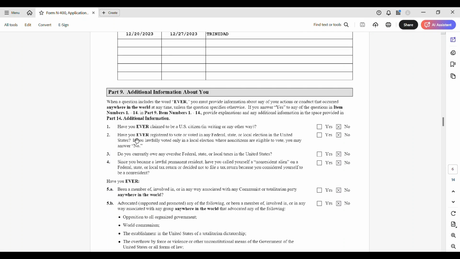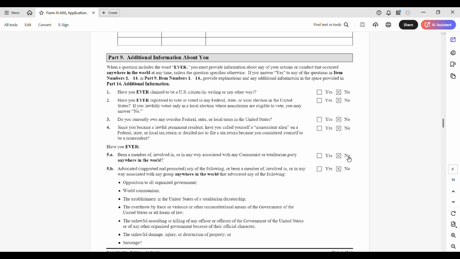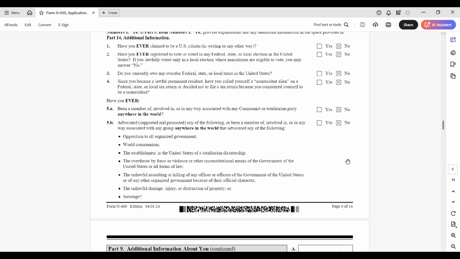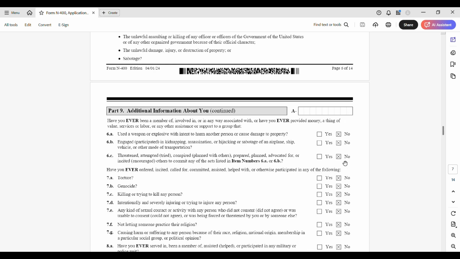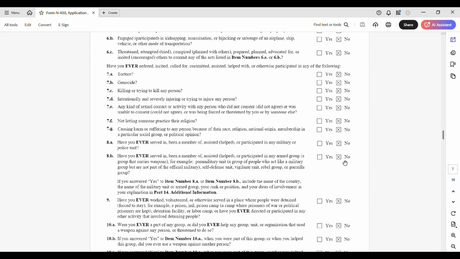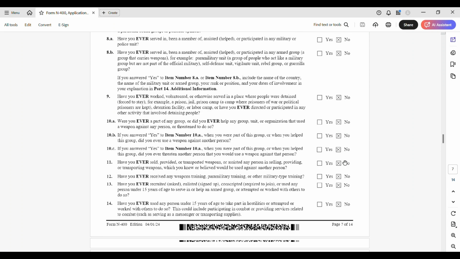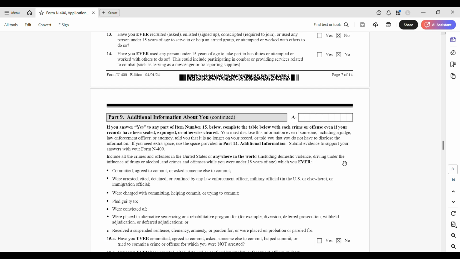Number 1, have you ever claimed to be a U.S. citizen in writing or any other way? And we see the relevant responses here. You could go ahead and read through these in your own time. Read them carefully and select what's applicable to you. Each person will have different things applicable to them, so it's important for you to read through them carefully to see what applies to you.